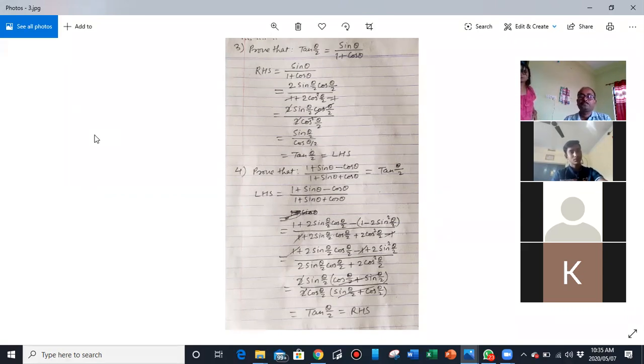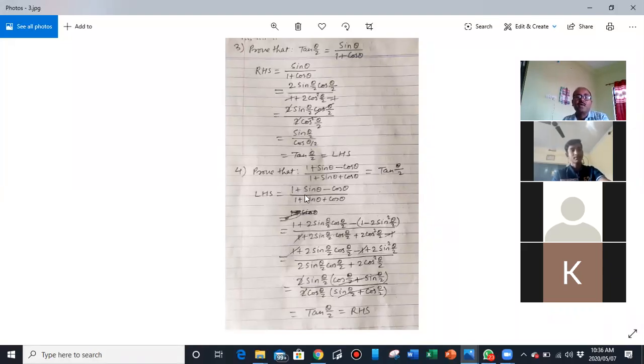Now next solution. 1 plus sin theta minus cos theta by 1 plus sin theta plus cos theta equal to tan theta by 2. So this is big, meaning theta angle, right side there is theta by 2. So what I had told earlier, bigger to smaller. So here you have to go from LHS to RHS. Now see, I have tried to keep the solution as simple as possible.